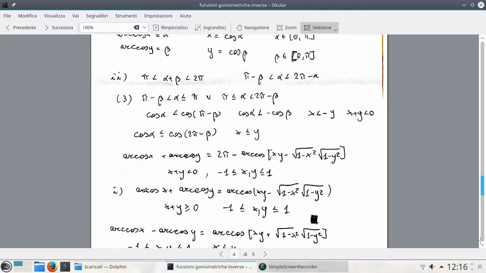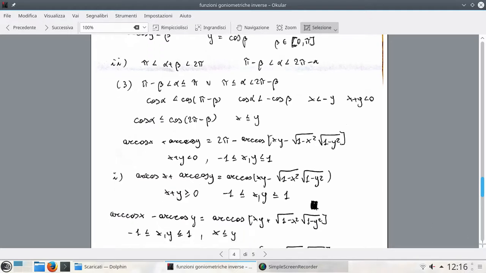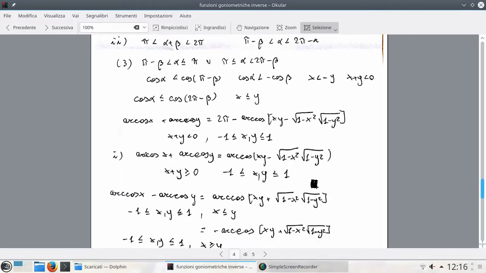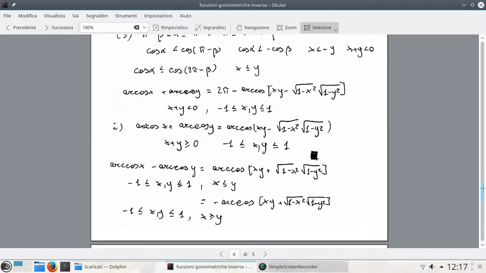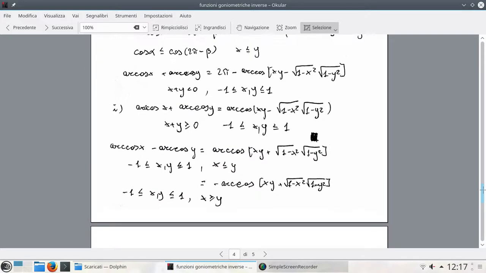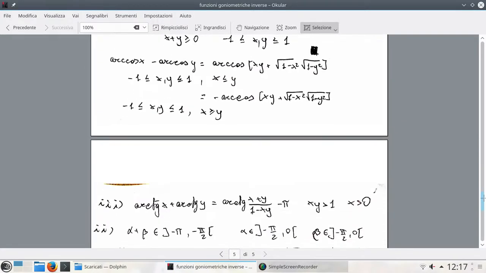Okay, we can examine arccos x minus arccos y. In the same way as the previous reasoning, we have the two formulas, arccos x minus arccos y equals arccos etc., and so on. We can take note easily of this formula if we want, of course.